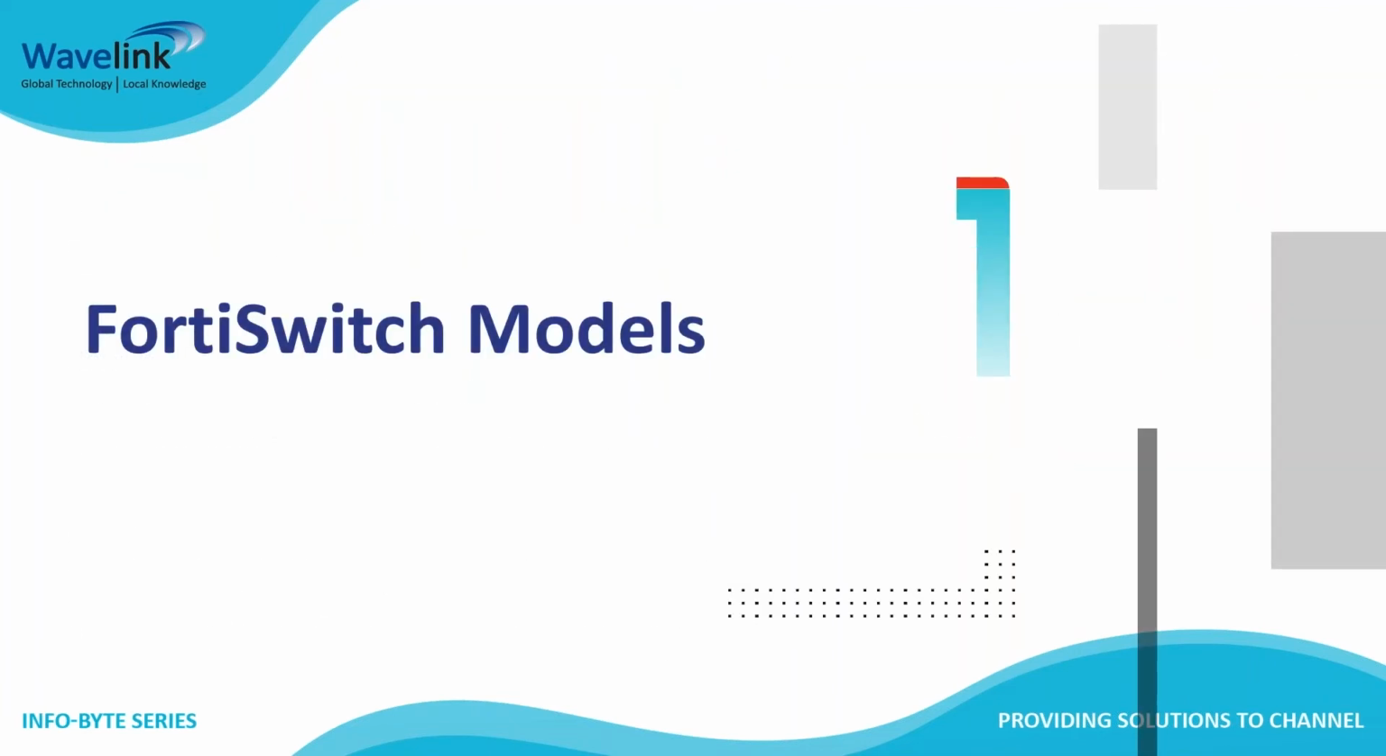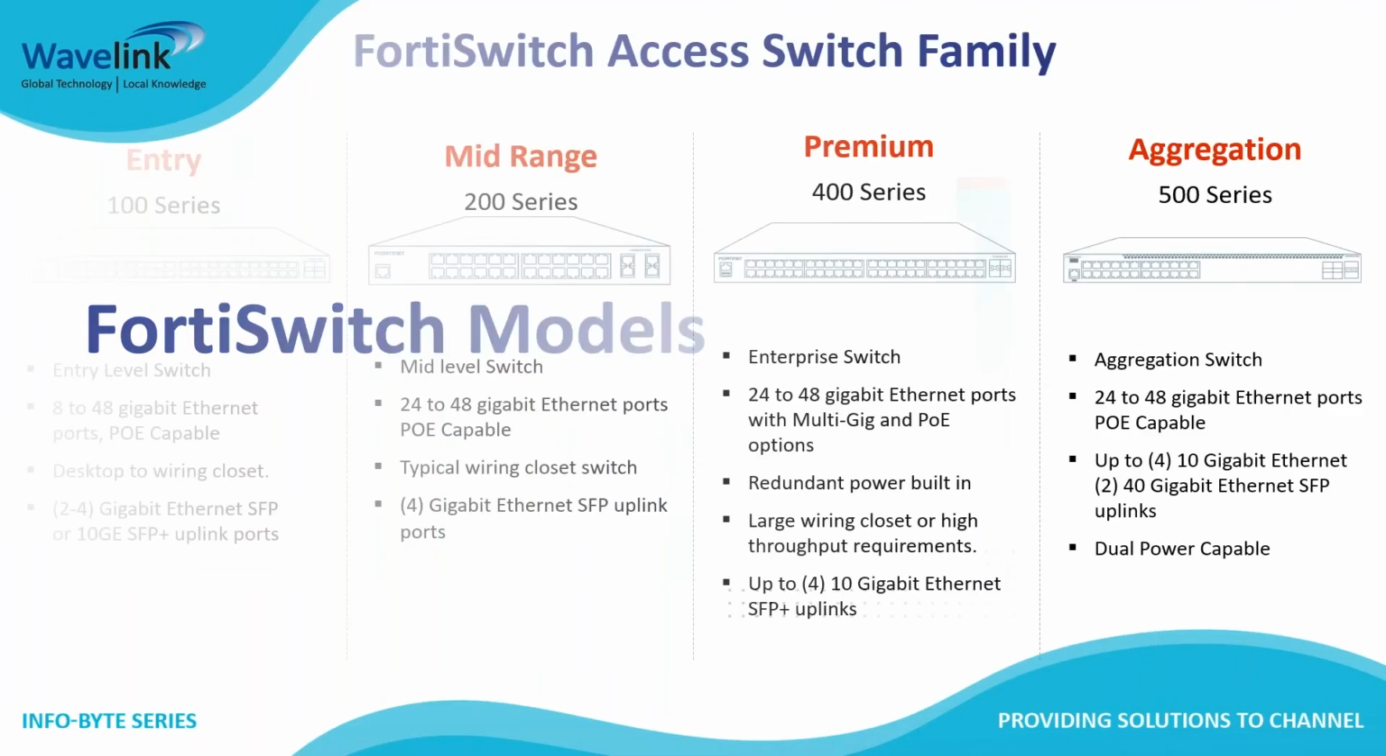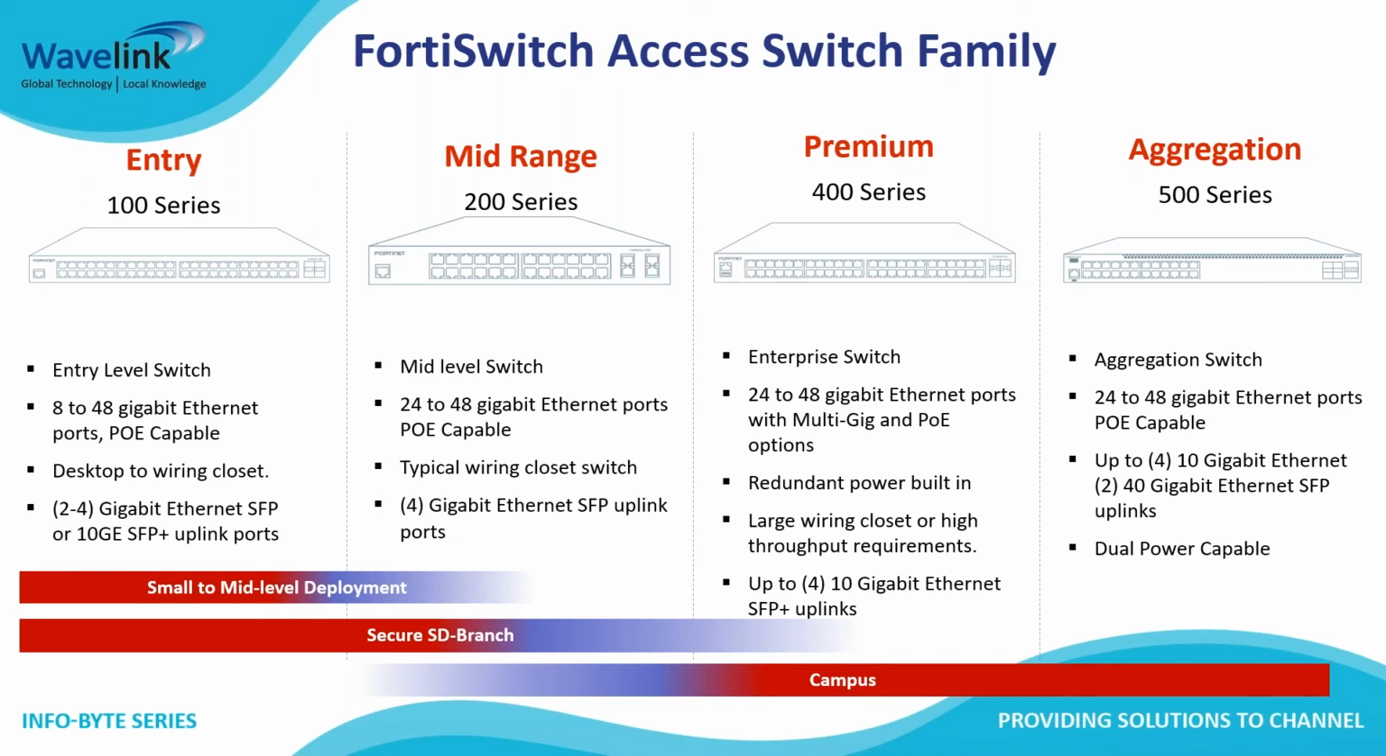So now we come to the FortiSwitch models that are available. We can first talk about the access switch family. Starting from the left side, we have the entry level, the 100 series, mid-range 200, premium 400, and aggregation 500. This is how Fortinet has decided to label them. But as a whole, you can actually separate the entry-level devices and consider the rest of the devices to have more or less the same features. Well, why do I say this?